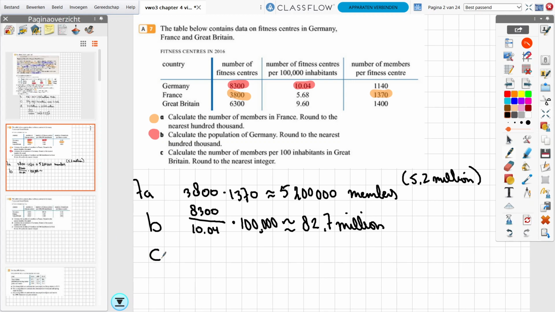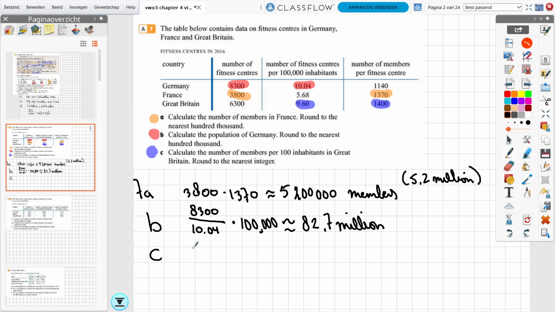And then at C, calculate the number of members per 100 inhabitants in Great Britain, round to the nearest integer. Okay, let's take a look. How should we do this? Let's use the blue marker. Well, we surely need this, the number of fitness centers per 100,000 inhabitants. And I think we need the number of members per fitness center here. I don't think we need the number of fitness centers here. The number of fitness centers per 100,000 inhabitants is this. The number of fitness centers in total is this.